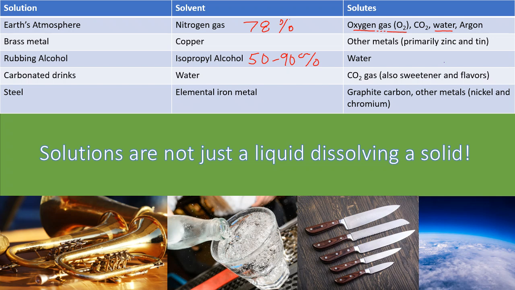And then I have another example of a solid metal solution, steel, which is used in all types of applications. I have some kitchen knives down there, but it's obviously used in building materials and medical materials and jewelry and cutlery and cars, so many applications for steel. And steel is made by dissolving things like carbon, graphite carbon, and then some other metals into elemental iron metal.